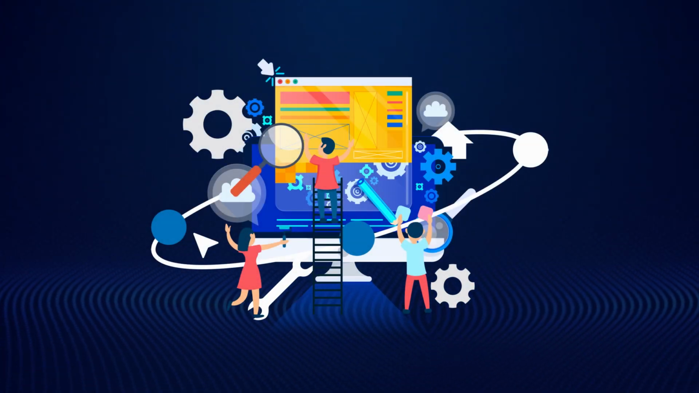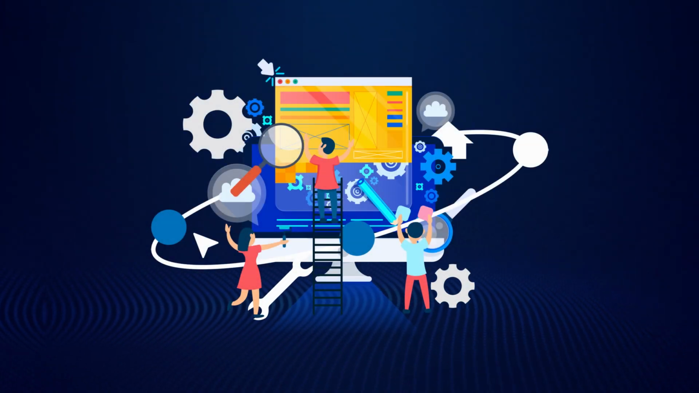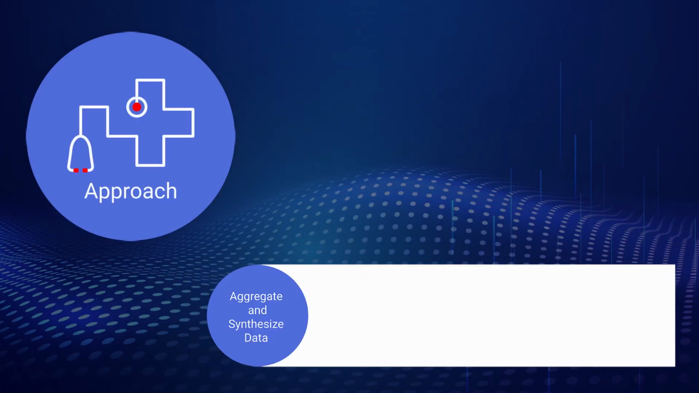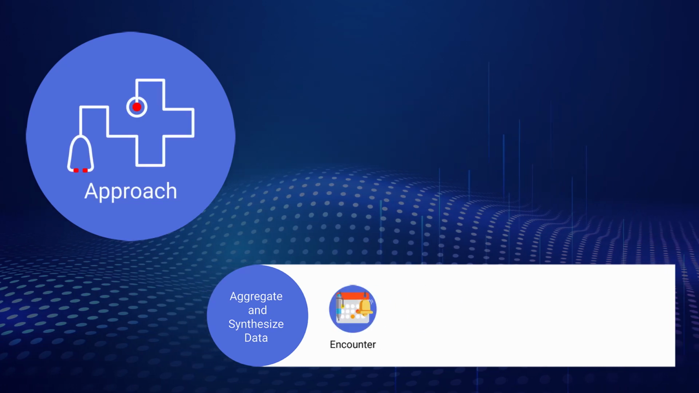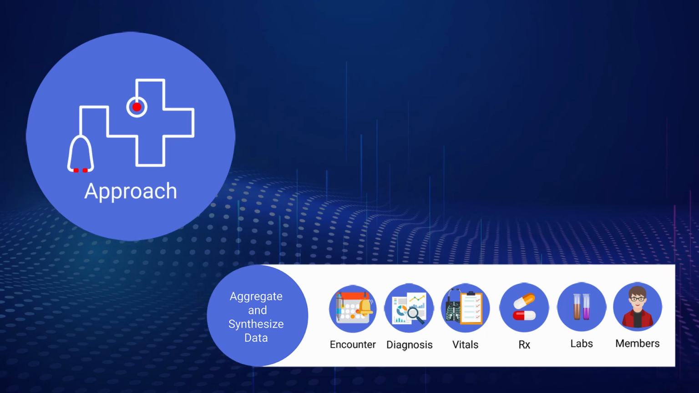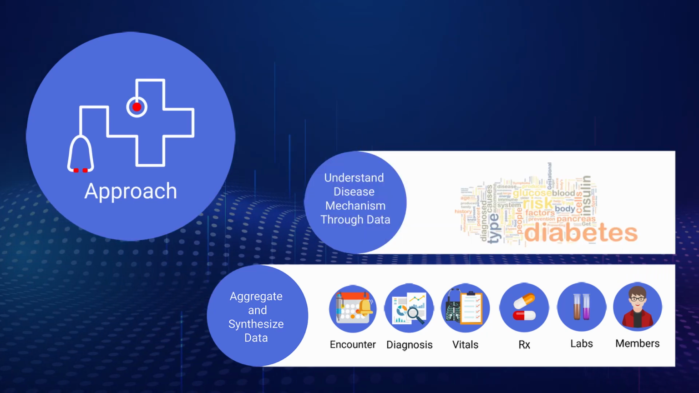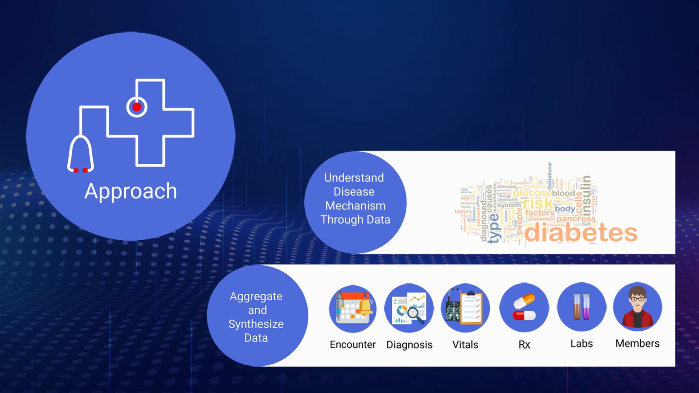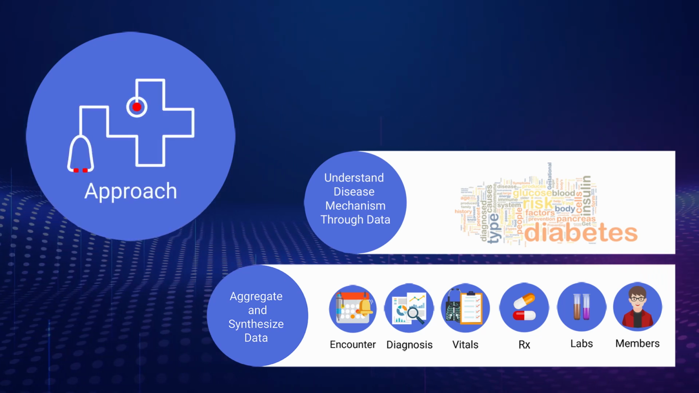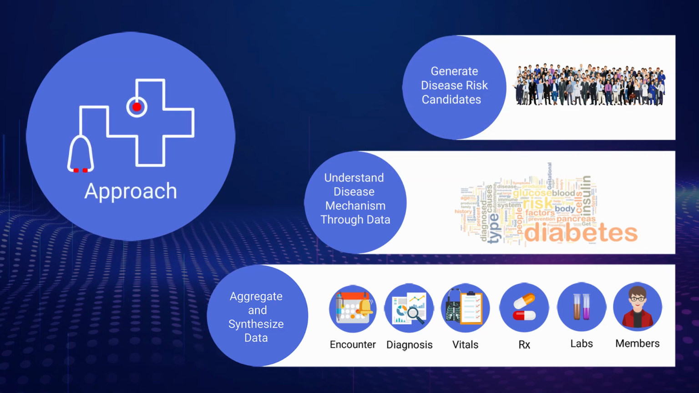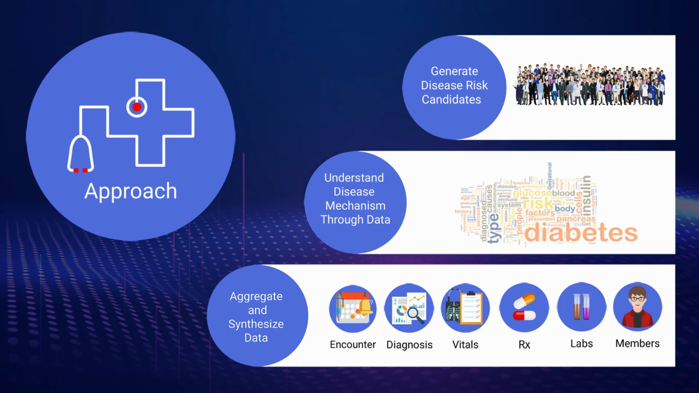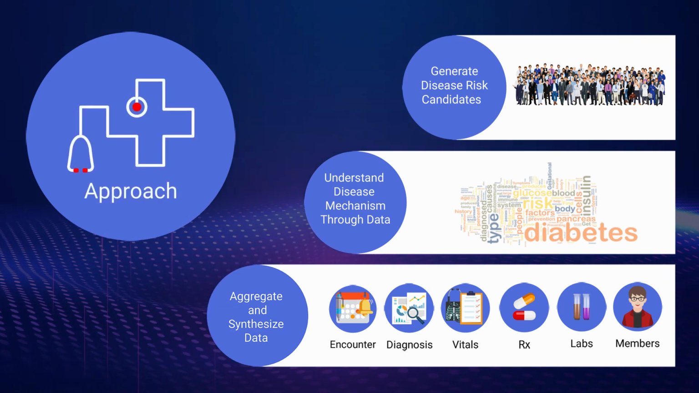Let's first look at the approach that we took towards building this prediction model. The approach that we took is aggregating and synthesizing data from a multitude of sources, which includes encounters, diagnosis, vitals, pharmacy, labs and members. From this data we attempt to understand the mechanism of the disease, which is to identify all the drivers associated with how the disease becomes expressed in an individual. With this mechanism and the prior history of the patient, we then try to determine the risk profile, which will allow us to identify the risk candidate and the degree of risk.